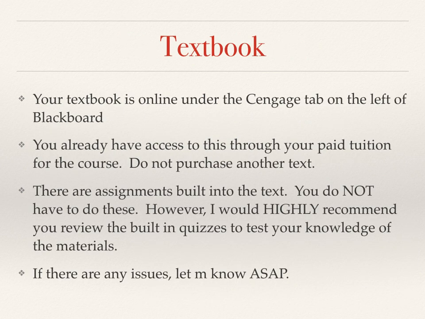All right, I've already mentioned this a couple times. Your textbook is online. It's under the Cengage tab on the left on Blackboard. You have access to this by paying your tuition. This textbook is included with the cost of the course. If somehow you're going to Cengage and it's trying to prompt you to pay for a text, you're in the wrong area. You should be able to click on where I have Cengage, click on the textbook. You should be able to access it through there.